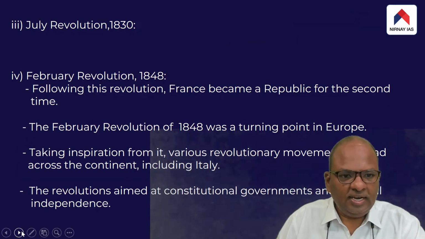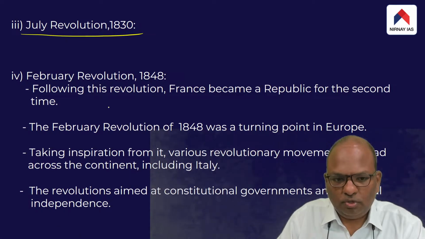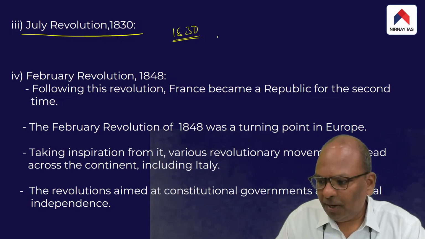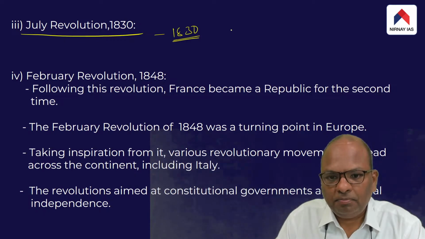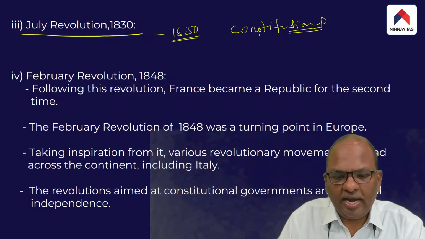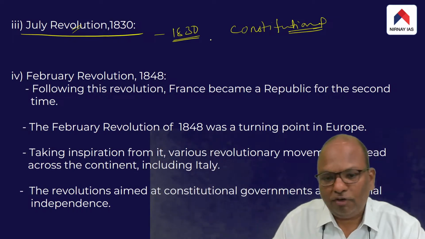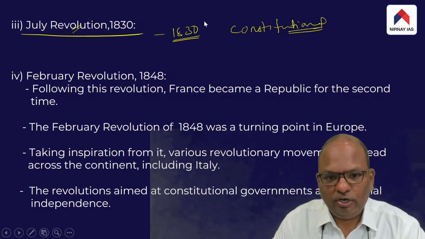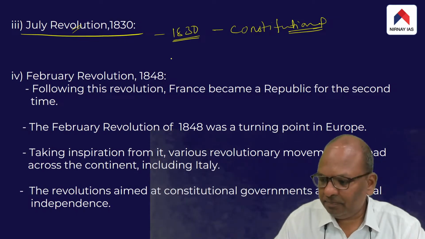And third, in 1830, a revolution broke out in France. In 1830, the people of France revolted against absolute monarchy. After this revolution, France once again became a constitutional monarchy.